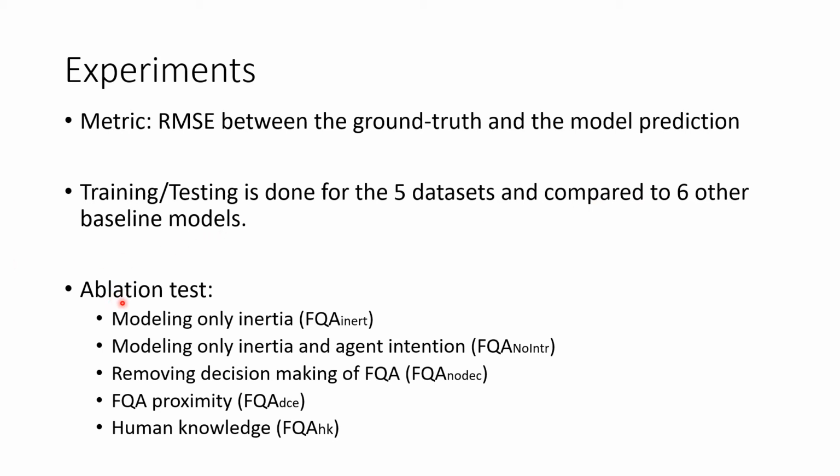And to highlight the importance of each module in the model, an ablation test is performed with 5 variants of the model. The first variant is to model only the inertia. Another one is to model only the inertia and the agent intention. Then we have removing the decision-making part of the FQA.